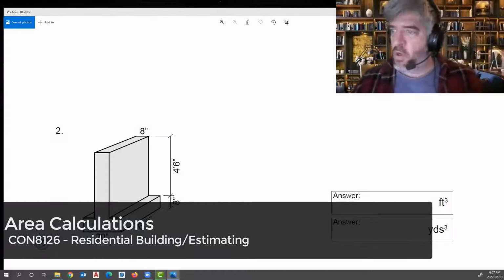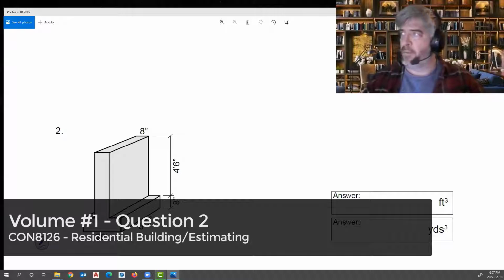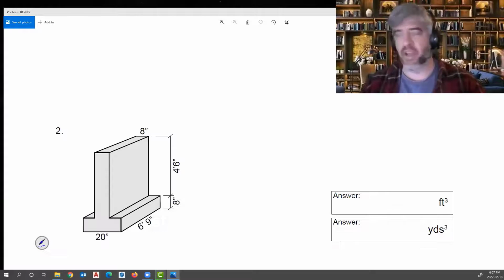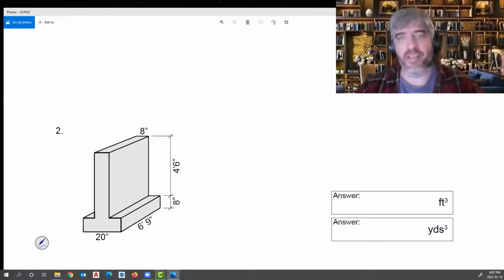Okay, volume question number 2. Now this one is a direct relation to a foundation, except this one might be a monolithic foundation where you would pour the footing and the wall in the same pour. And yes, this does happen, more so for garage slabs, things like that, but you still might need to know how to do this.